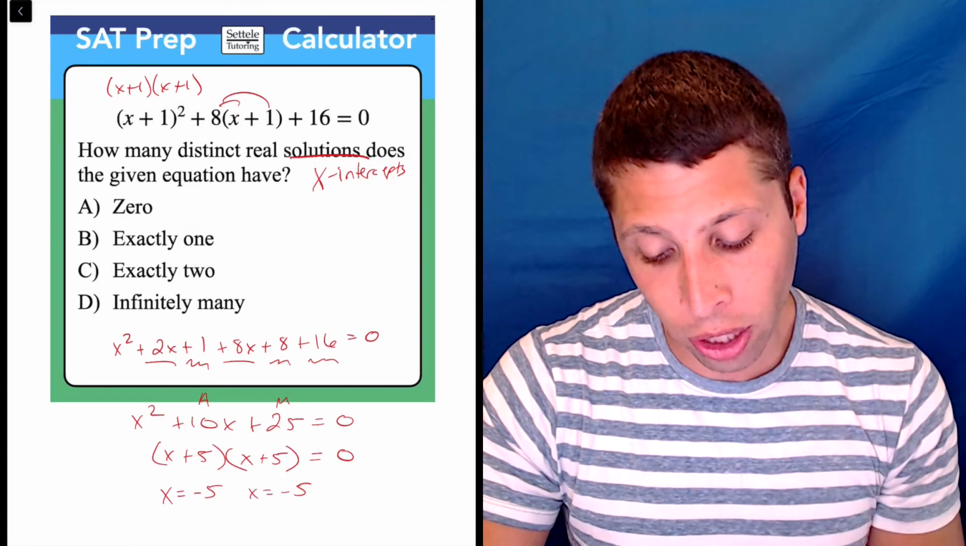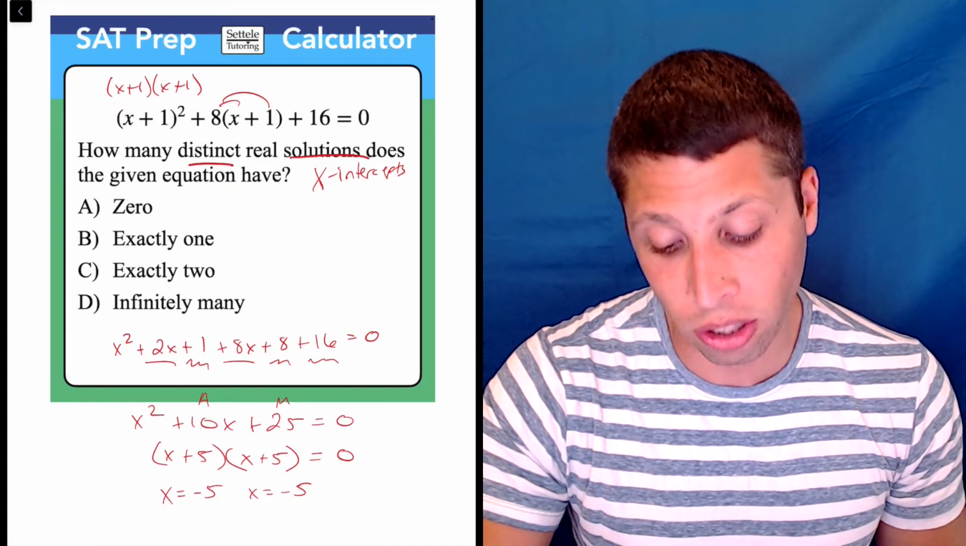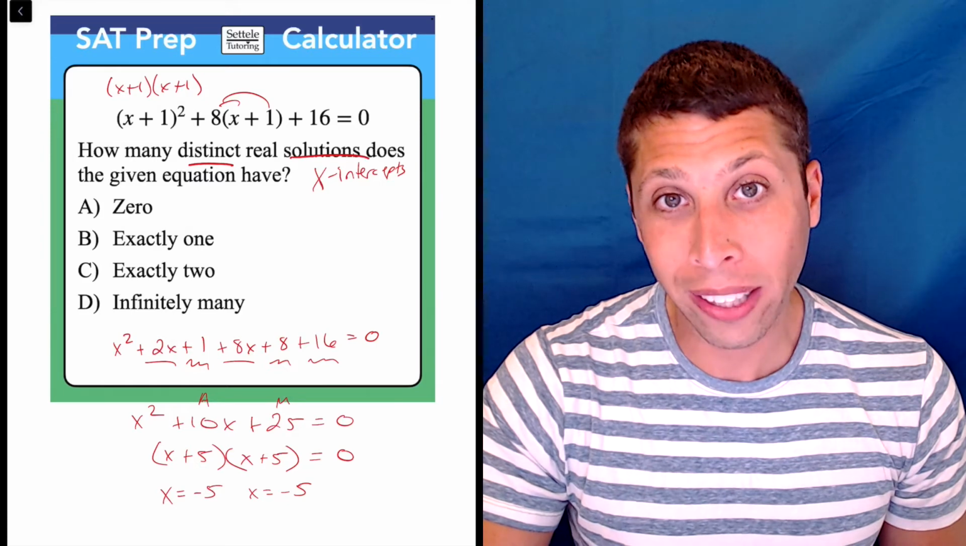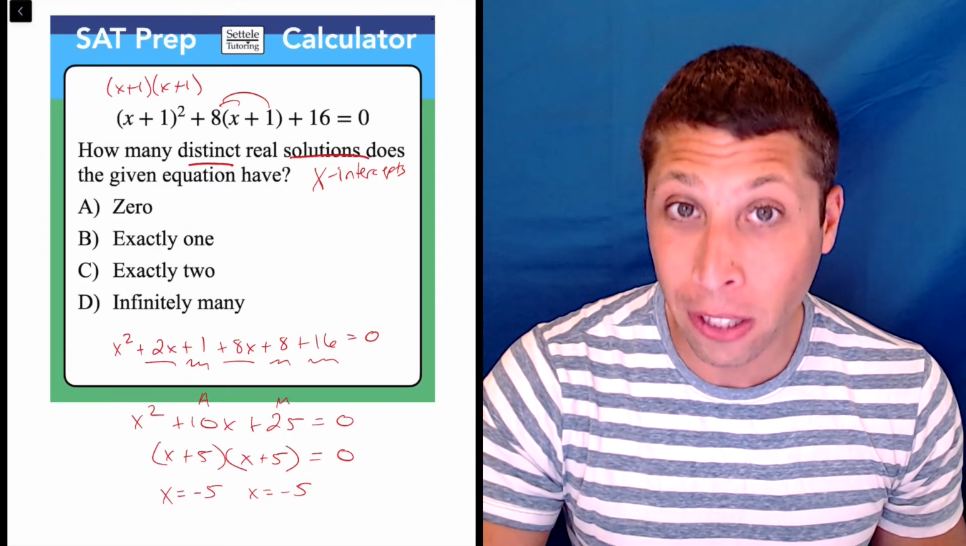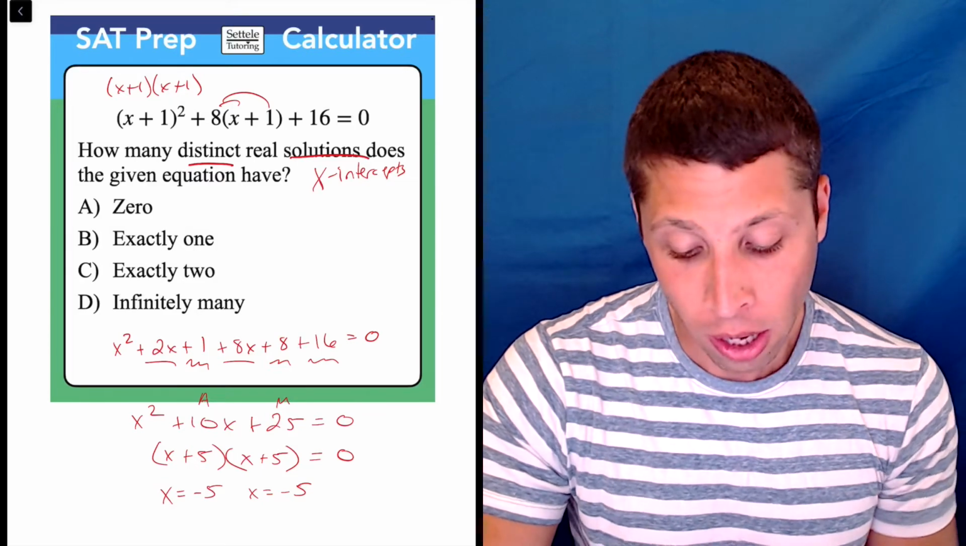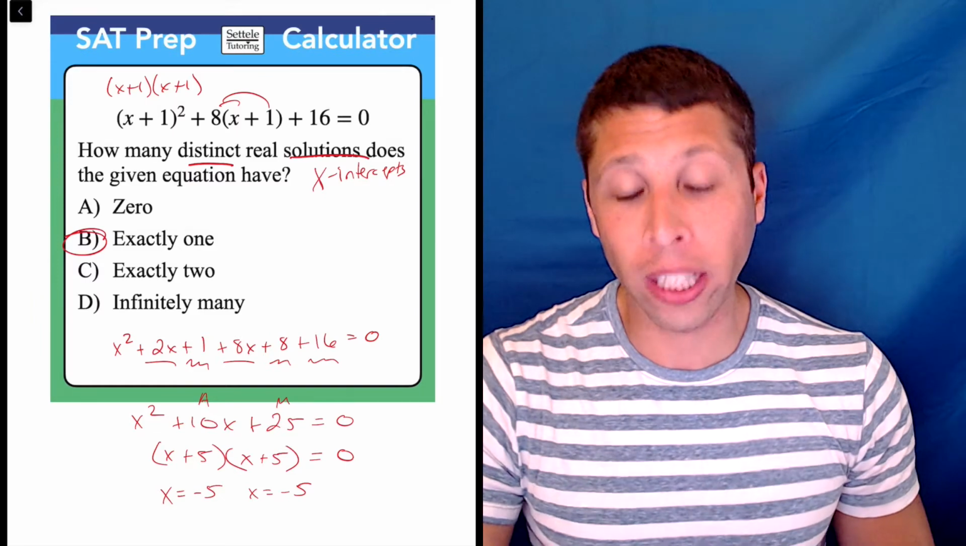But look at the question. How many distinct, different real zeros or real solutions does the given equation have? Well, it has two x equals that came out of this because there's two factors, but they produced the same solution. So there is exactly one solution here. This is a little tricky, a little higher level.